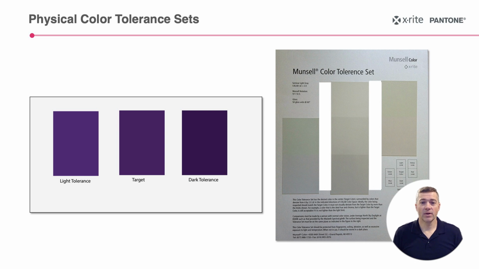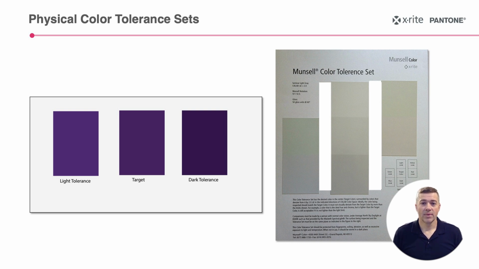When evaluating color, we use a variety of physical targets to judge accuracy. In production, this could be printed samples, ink drawdowns, or standardized color references. One example is the Light Standard Dark card, shown on the left side of the screen. This helps compare a target color to light and dark tolerance ranges. On the right, we have the Munsell Color Tolerance Set, which goes a step further by also showing shifts toward red, green, yellow, and blue.